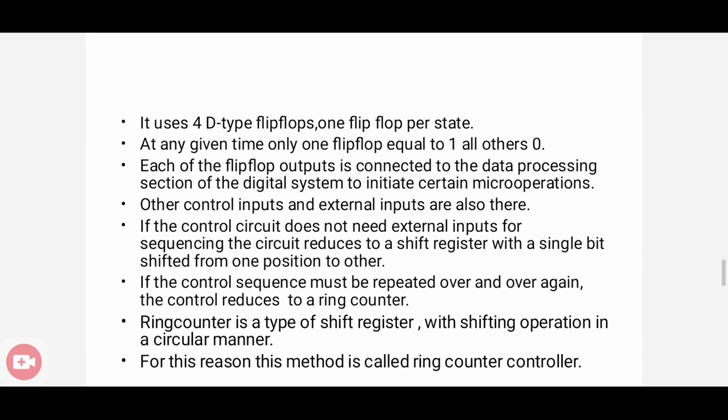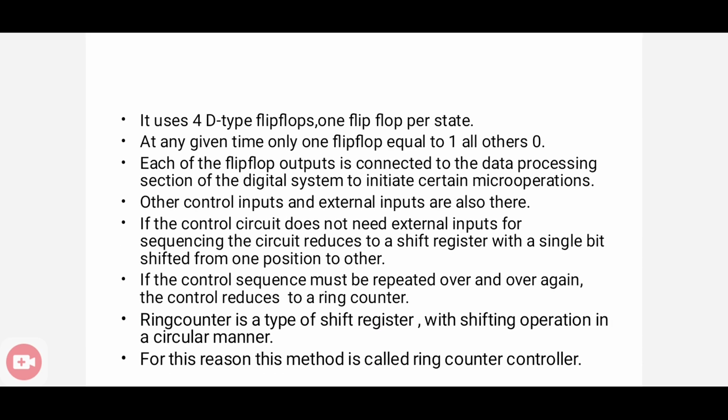So here only one flip-flop is equal to 1 at any time. All others should be cleared to 0. And each of the flip-flop output is connected to data processing section of the digital system to initiate some micro operation. Here other control inputs and external inputs are there, which is accepted by the decision logic.